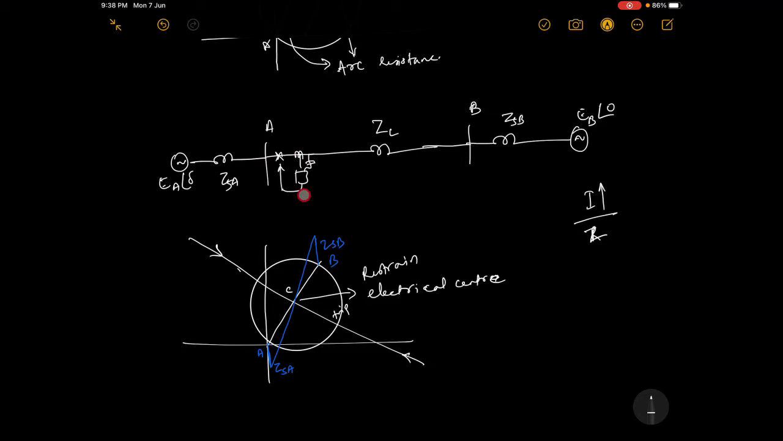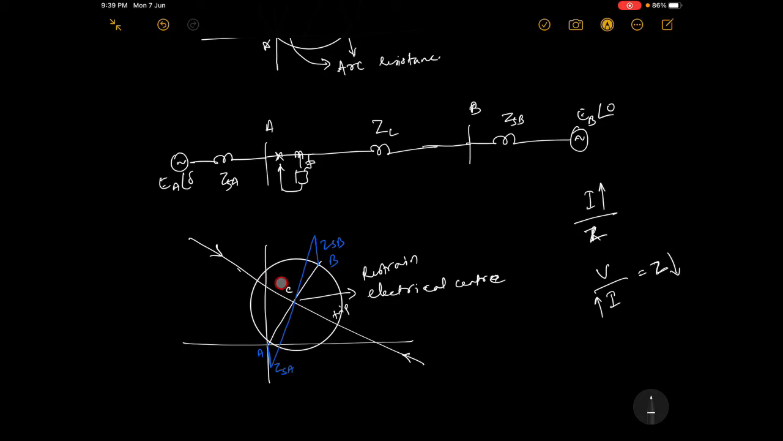But what is being measured here? The relay operating force is due to voltage and current, and the ratio of that is Z. Here current is high, so the impedance seen by the relay is less. Since the impedance seen by the relay is less, during power swings it will operate for this region. Of course it will operate for this region if the impedance seen is within this circle, but the circle is small, hence the effect of power swing is less.